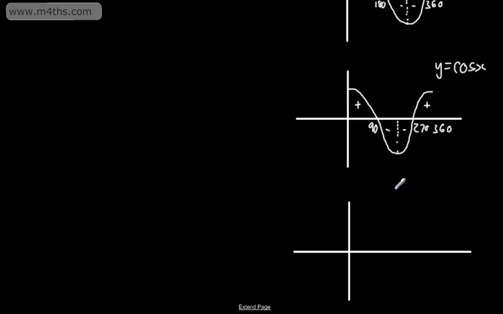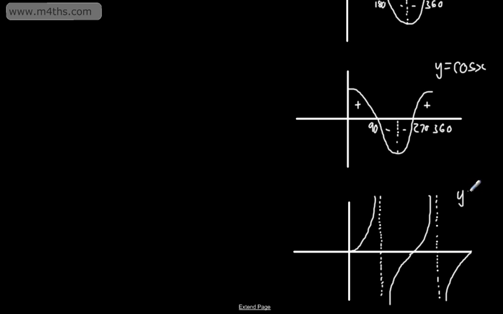If we draw tan, what we have is something that looks like this. It's got an asymptote just here at 90 degrees, and then we come round like so, and up, and then we'll have something like this that comes round, and then another asymptote. These asymptotes are every 180 degrees. So this is y equals the tan of x.